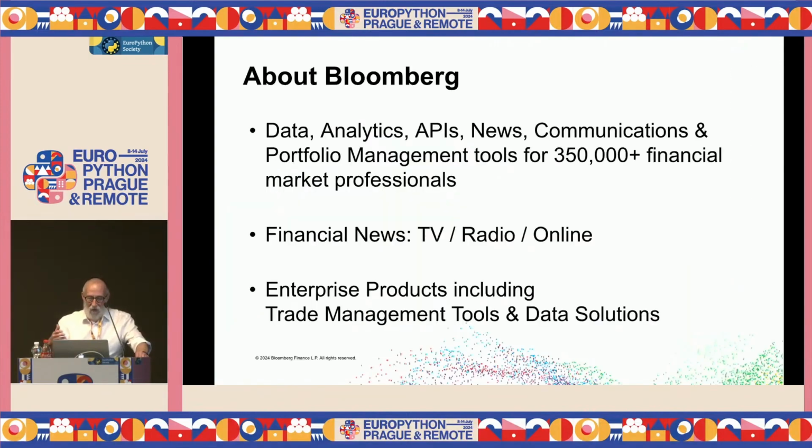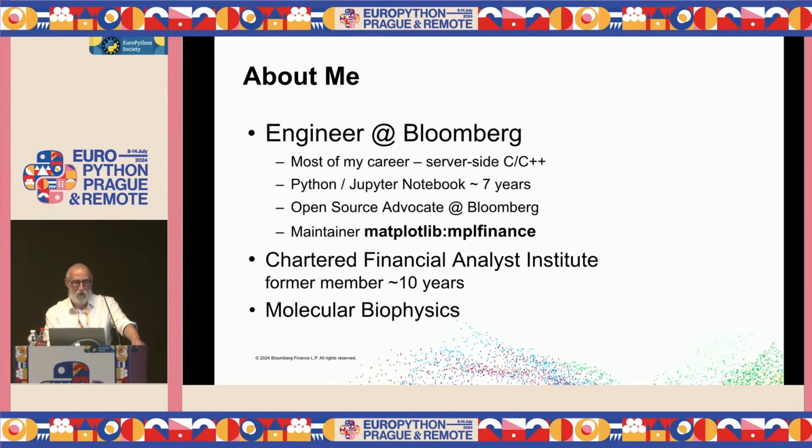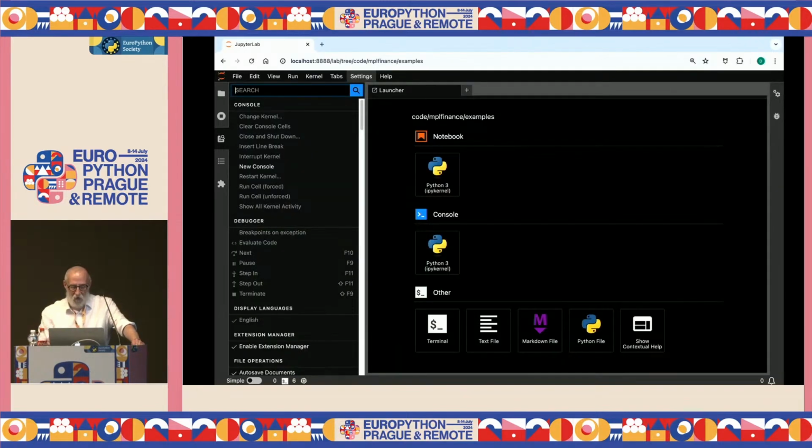I'm going to try to save some time. I'll just tell you, Bloomberg does a lot of heavy-duty software engineering for high-level professionals in the financial industry. We're a relatively big company, 21,000 employees. About 43% of our employees are software engineers, and a little less than half of them work with Python on a daily basis. And we do a lot with open source as well. We can skip about me. You can read my bio if you're interested.